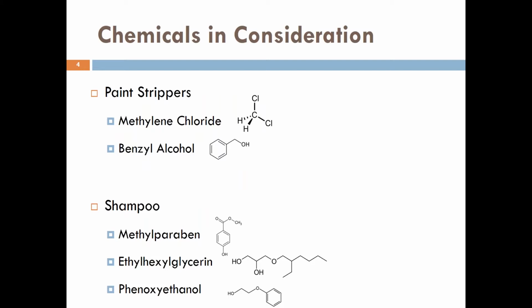Okay, so first, what are the chemicals? The first thing we need to identify is what are the chemicals. We've already seen these two, methylene chloride and benzyl alcohol. The one for shampoo is methylparaben. How many people are familiar with parabens? Okay, so a good number, good. It's interesting, now you walk into Whole Foods, and as you walk in, the little towels that they give you out for you to clean your hands say no parabens.